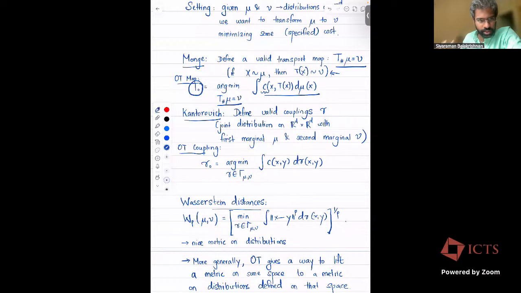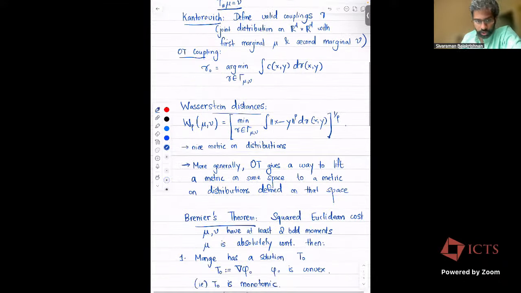And then we discussed that this maybe is not a very nice optimization problem. It has a nonlinear constraint. It's not convex in any sense. And we also saw counterexamples. There aren't always solutions to this problem.